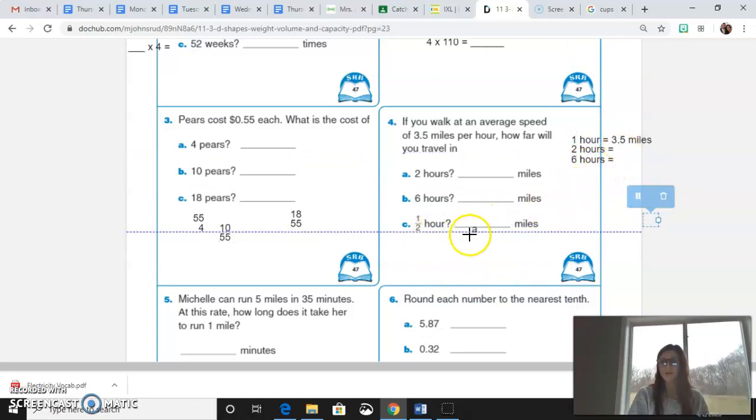For a half an hour, you're going to have to figure out what half of 3.5 is. So what I would do is I would just take 35 and divide it by 2. Whatever you get, add your decimal afterwards.